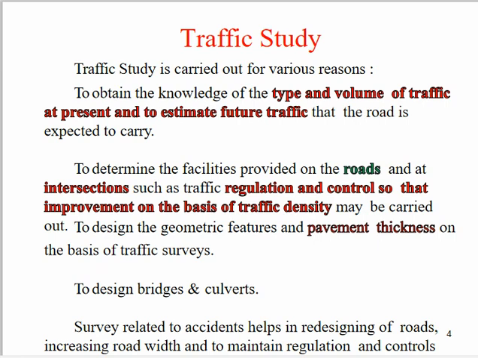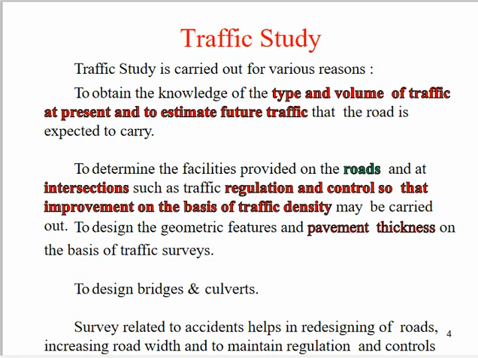Second is to determine the facilities provided on the roads and at the intersections, such as the traffic regulation and control, so that the improvement on the basis of the traffic density may be carried out. Now here we'll have to take into consideration the present scenario of the traffic on the roads and at the intersections. That means if there is an intersection and there is traffic congestion for much of a day, then necessary action can be taken on such spots where there is a traffic jam or congestion of the traffic.